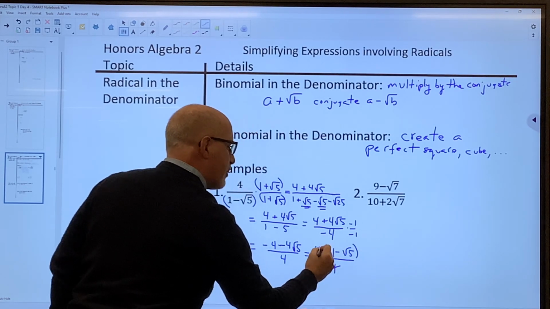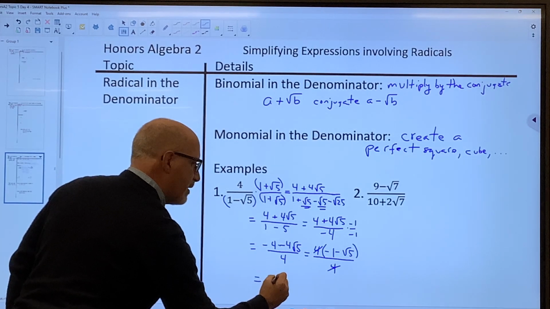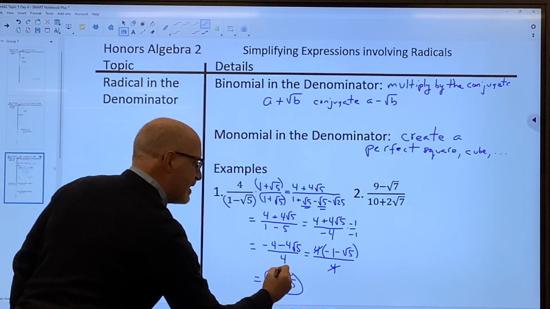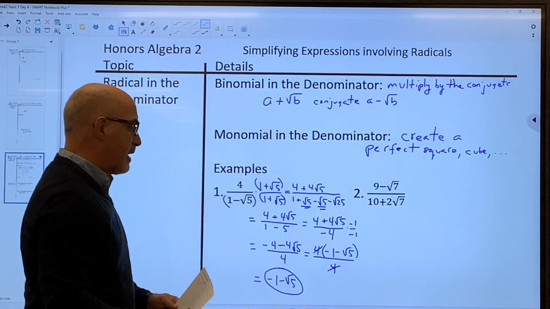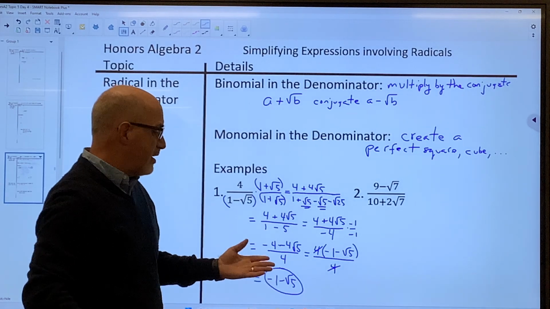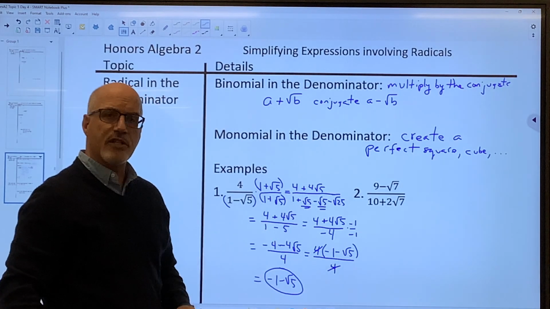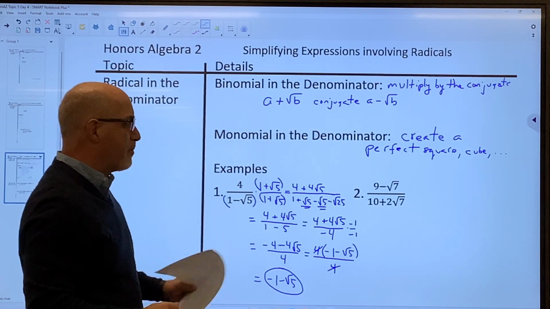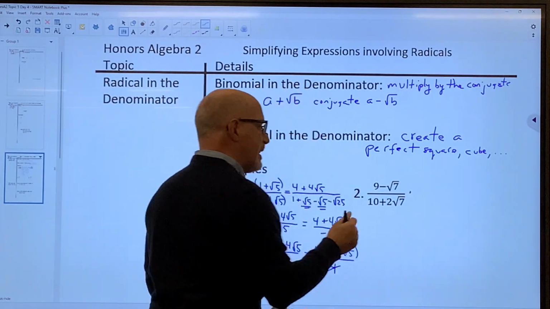And the 4's now reduce as a common factor. And so that gives me negative 1 minus the square root of 5 as my answer. This is equivalent to this one here. Now, it isn't often that you'll get rid of the entire fraction, but in this case, the fraction became just two separate terms.